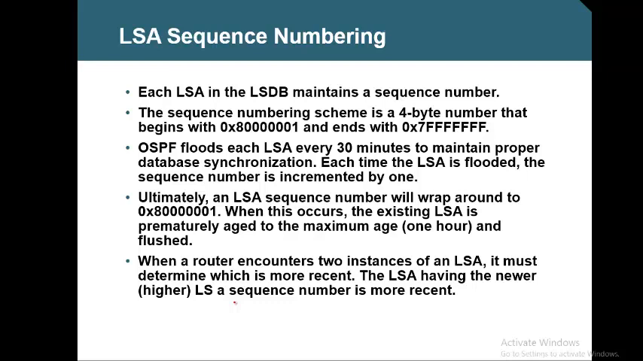Now, there is a range of sequence numbers. Every time a new update is sent, the sequence number is incremented by 1. So LSAs are sent along with a sequence number, and the receiving router will maintain the LSA's sequence number in the LSDB, the link state database. The sequence number is a 4-byte number, 32-bit, but represented in the hexadecimal format.